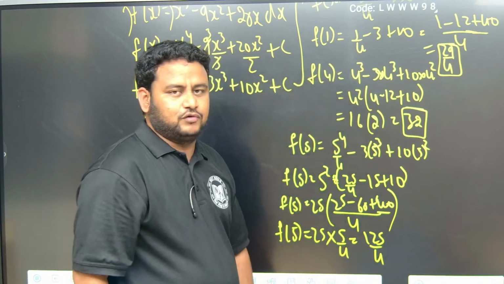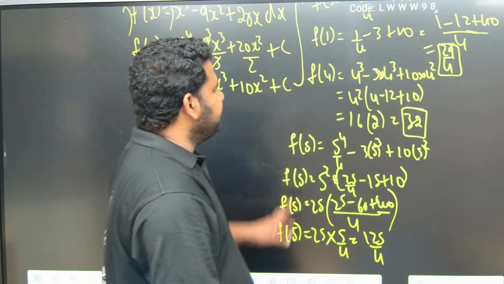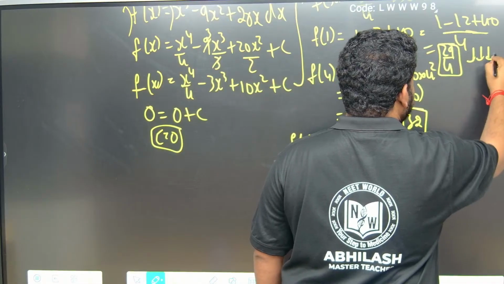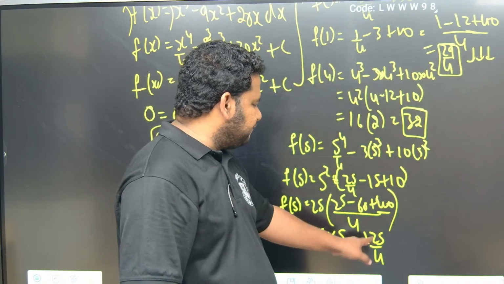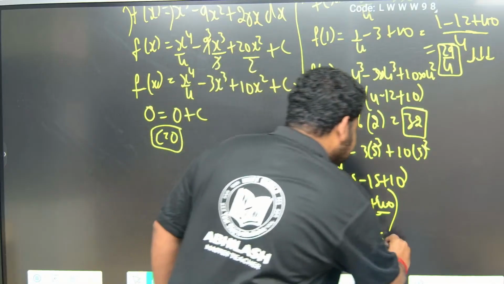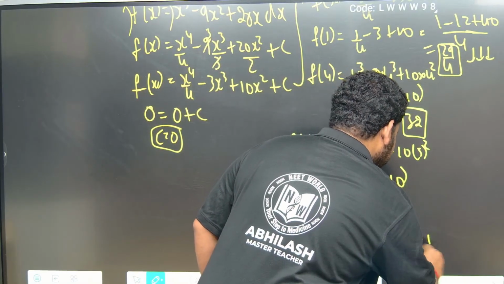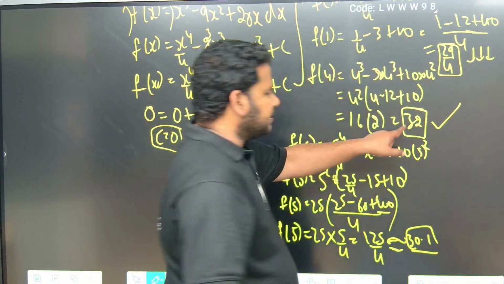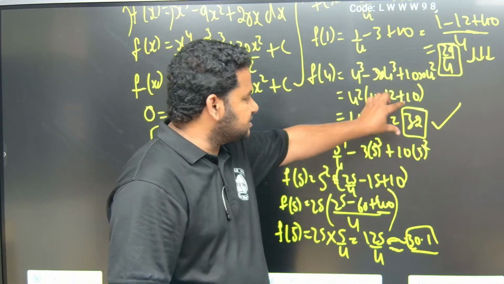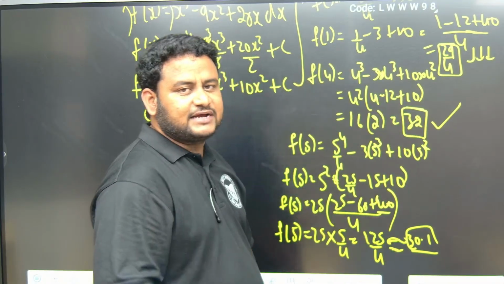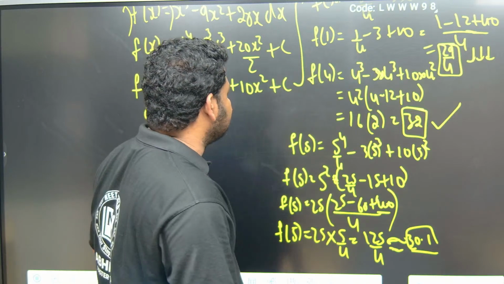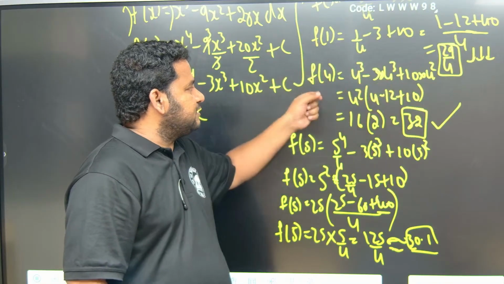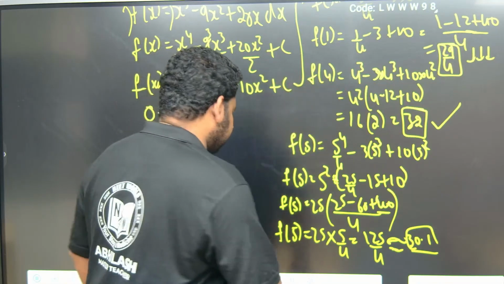So 125 by 4. Out of this, the minimum value I am getting is for f of 1. Maximum value, if I divide 120 by 4, this is nearly equal to 30 point something. But the maximum value I am getting is for f of 4, because this is 32 and this is 30.1. So what should I take as alpha and what should I take as beta? Alpha is the lowest value, that is 29 by 4, that is f of 1, and beta I should take as f of 4.